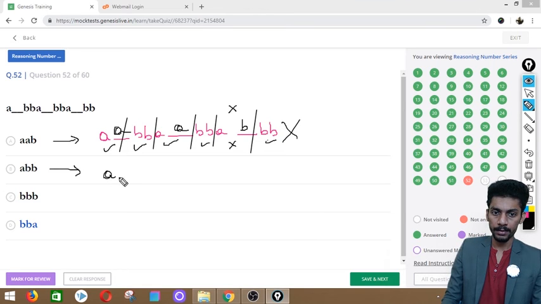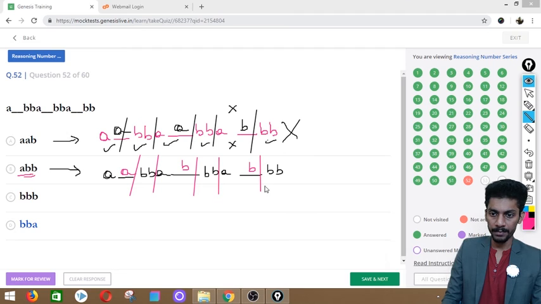So A dash BB A dash BB A dash B and B. Let's check whether option 2 is possible. That is A, B, B. A, B and B. You have AA, you have BB, you have AB, you have BB, AB and BB. Again, if you see the pattern, this should have been AA, BB, AA and BB. But this is not happening. So even option 2 is not possible. Let's check option 3 now.